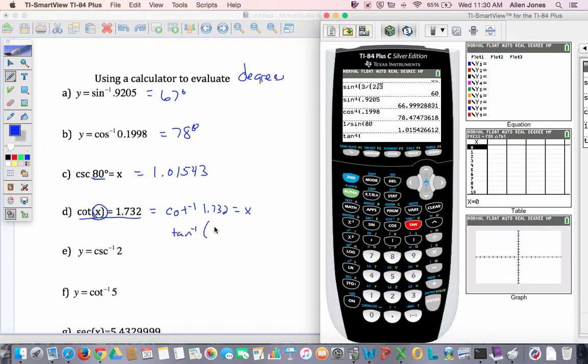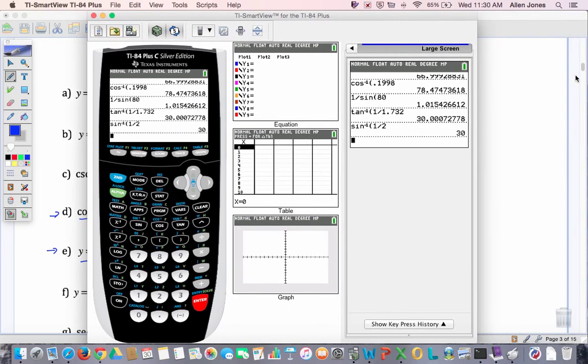Now we use our inverses. So we do second tangent, I'll write this out, inverse tangent of 1 divided by 1.732, and 1 divided by 1.732 gives us about 30 degrees. Notice how D and E are written differently, but they're saying the same thing, because here we went to this statement, which now matches up with this. So the inverse cosecant is the inverse sine of 1 divided by that number, or 1 divided by 2. And in this case, we also get 30 degrees.